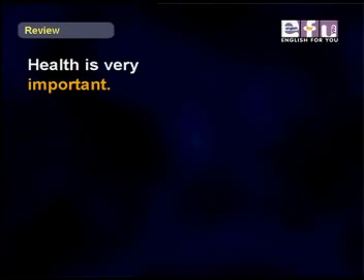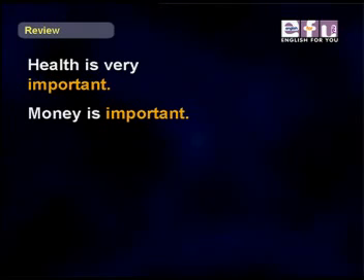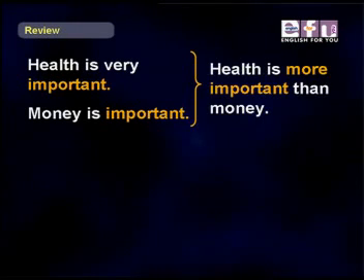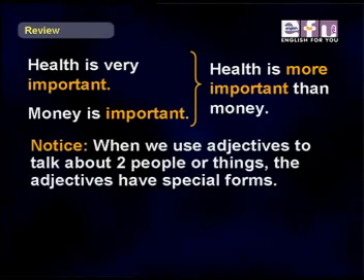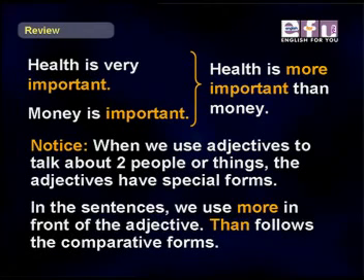Here are some more examples. Health is very important. Money is important, but health is more important than money. So notice, when we use adjectives to talk about two people or things, the adjectives have special forms. In these sentences, we use more in front of the adjective. Than follows the comparative forms.